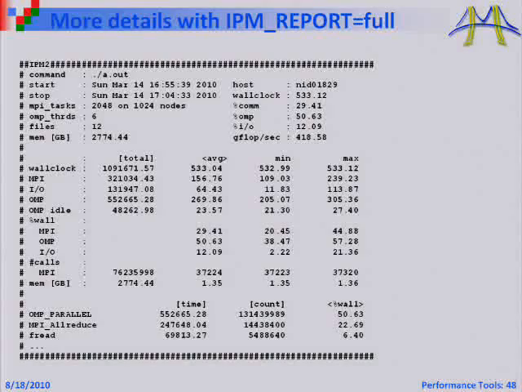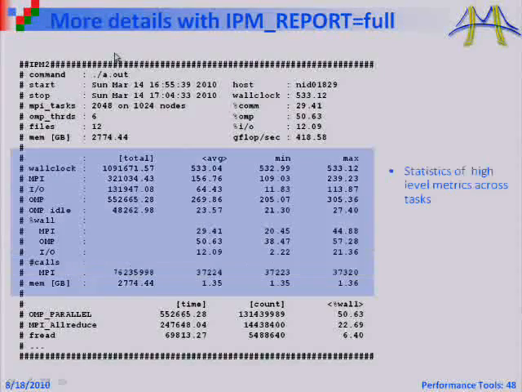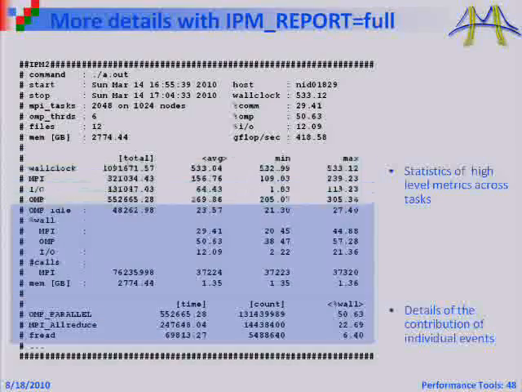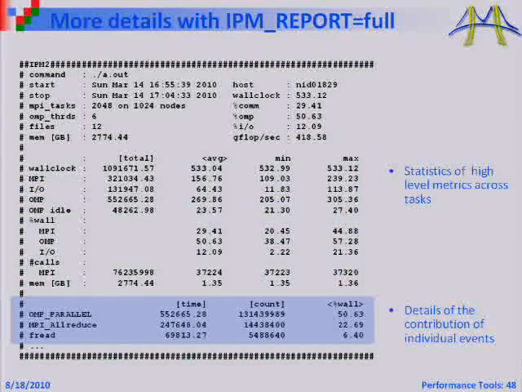Then you can set an environment variable called IPM_REPORT. If you set that to full, you get a more detailed profiling log. This more detailed log gives you, in addition to the top part, information such as the distribution of these metrics across different ranks. So the min and the max here would be across different MPI ranks. And down here, you would have even more details about the contribution of individual events. So this would tell you that about 22% of your time was spent in MPI_Allreduce, for example.